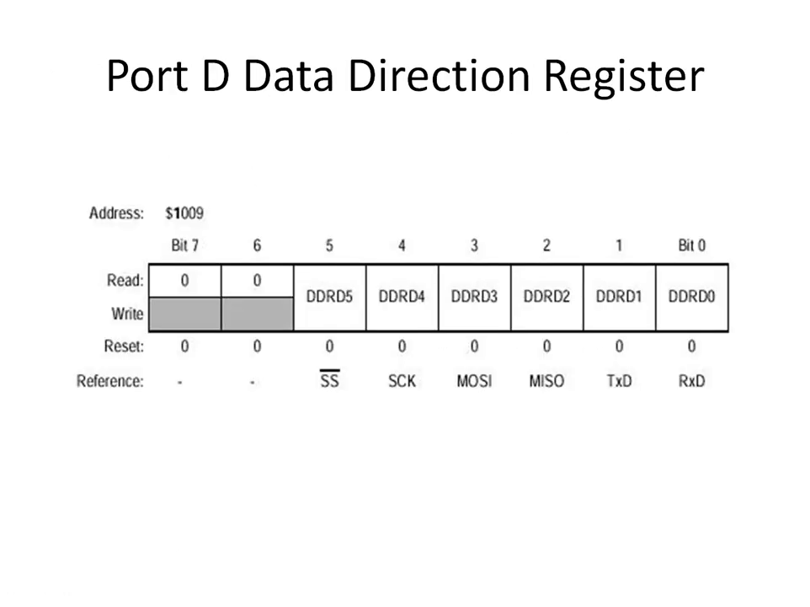Now, port D also has a data direction register, and this is found at address 1009. And there are several bits that we need to take a look at, which are DDR0 through DDR5, but mainly the ones that apply to the SPI port are bit 2 through bit 5: the MISO, MOSI, the serial clock, and the slave select. So let's take a look at those.